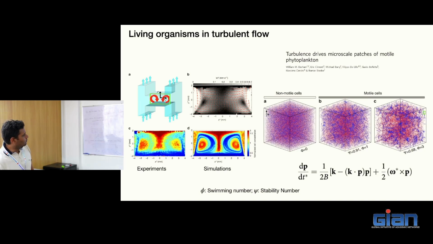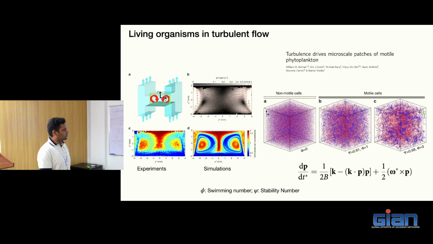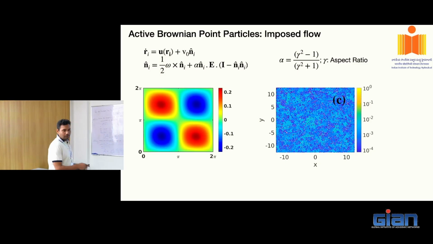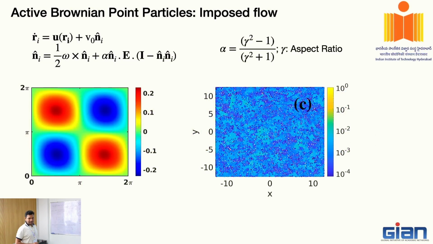Okay, and of course this is the equation of motion. Here P is representing the orientation vector, and this is very much similar to a Jeffrey equation, where K is representing the preferred direction in which the swimmers are trying to go. Now, by the way, in the simulation that we have seen before, again point particles have been considered. Those are not finite size particles.